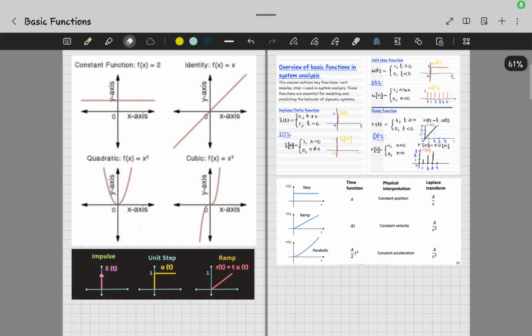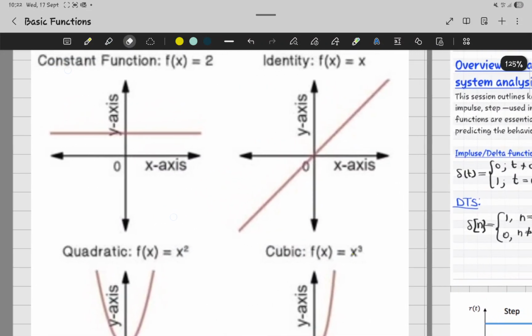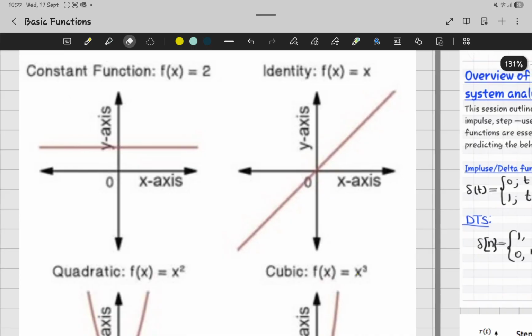So this is what we're gonna see today. So let's just get right into it. Now, what you can see is just a representation of a constant. Okay, a constant is a number, and this is what you see when the amplitude is equal to 2. This is how we represent the constant.